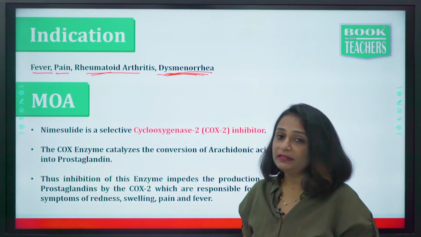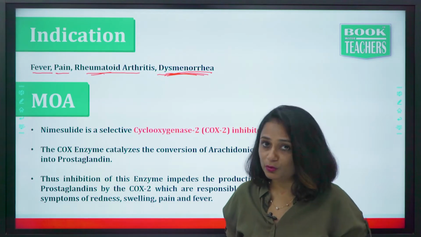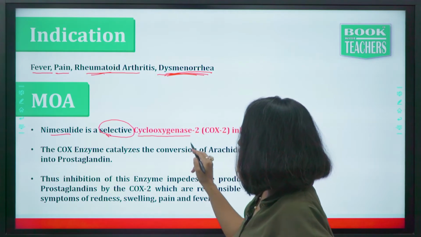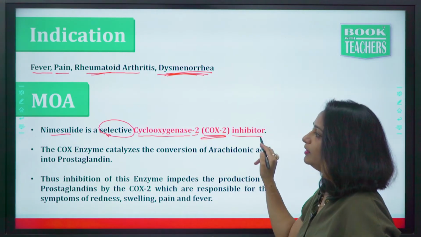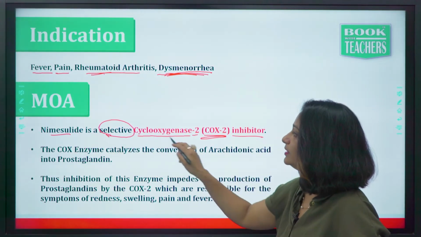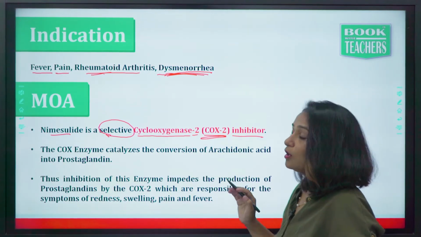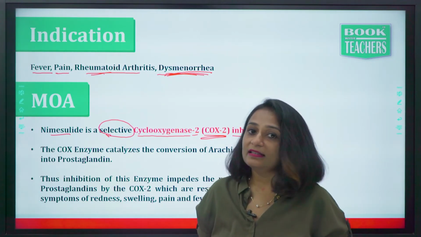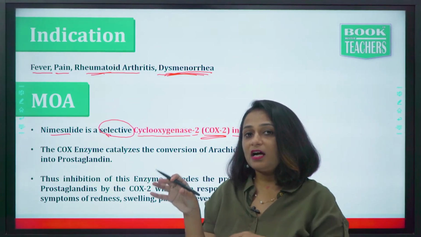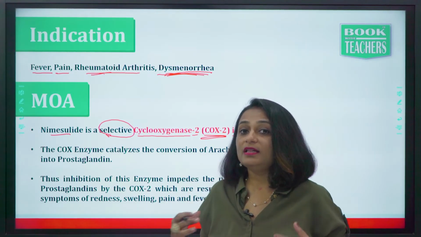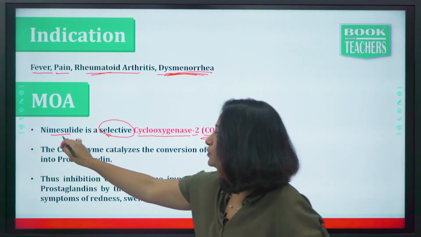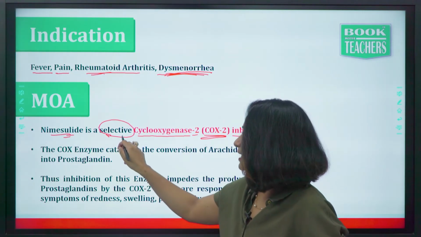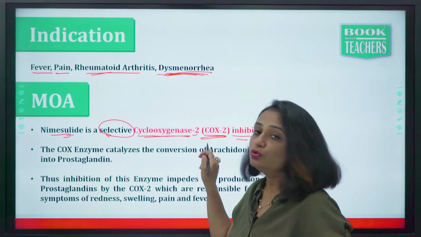Okay, so now we will see the mode of action of Nimesulide. Nimesulide is a selective cyclooxygenase 2, meaning COX-2, inhibitor. It selectively inhibits the COX-2 enzyme. COX-2 is responsible for what? For prostaglandin synthesis. Prostaglandins are mostly high during pain. So what does our drug do? Our drug decreases this enzyme. It inhibits the COX-2 enzyme.